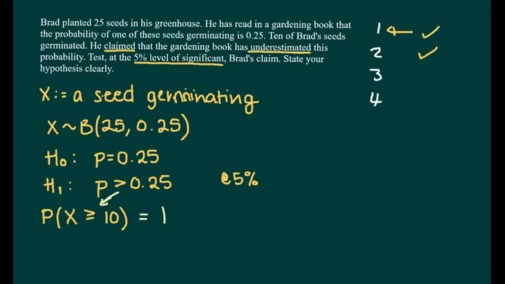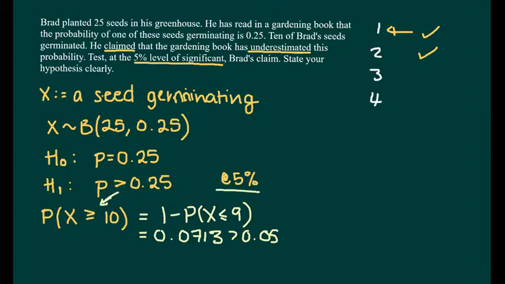So this is 1 minus the probability that X is less than or equal to 9, which is 0.0713. Now that is greater than 0.05. So there's a 7% chance that this would happen anyway, that the gardening book was right, and actually 10 seeds could germinate 7% of the time. And we said it was significant only if it was under 5%. So there's our statistic done, we're going to have to reject, what are we rejecting? Well, we're not significant, so we're rejecting H1.